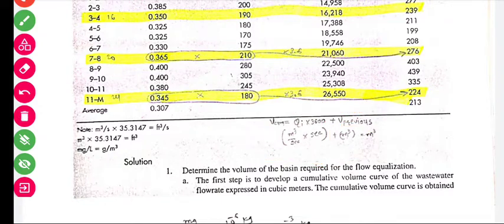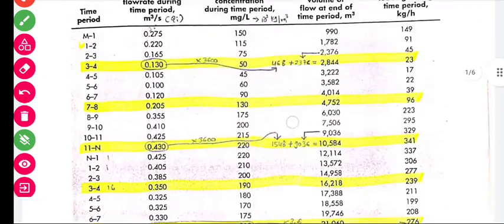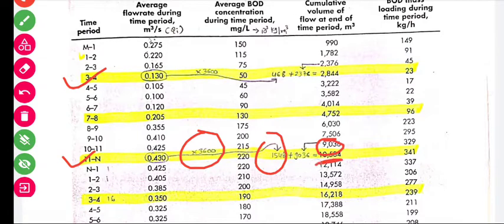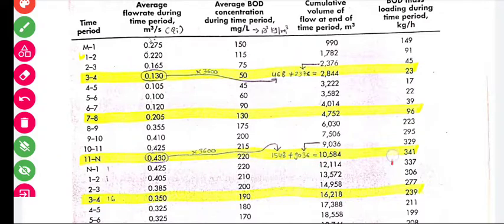I hope you are getting this. I have shown you the example so that you won't get confused. For example, you first multiply with 3600, and you will get 468 meter cube volume. This is volume. So cumulative volume will be this plus the previous one. This is the previous one. So this is your cumulative volume for this particular hour. Similarly, I have shown you for this particular hour. Just multiply with 3600, you will get volume. Add the previous one, you will get cumulative volume. So you will get cumulative volume this way.